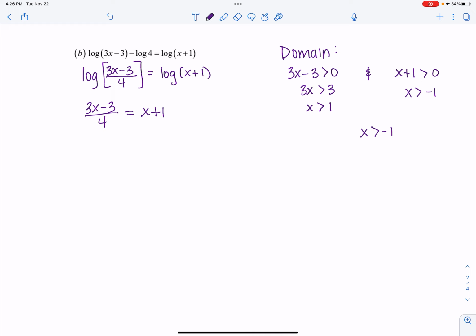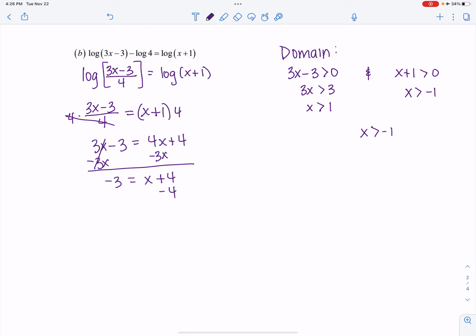Okay, and now we just use some algebra to solve for our x. Let's get rid of that 4. Whatever we do to one side, we have to do the other. So we have 3x minus 3 equals 4x plus 4. Now let's use inverse operations to move some things around. Minus 3x, minus 3x. We have a negative 3 over here, x plus 4 over here. And then let's subtract our 4, and we will get x equals negative 7.